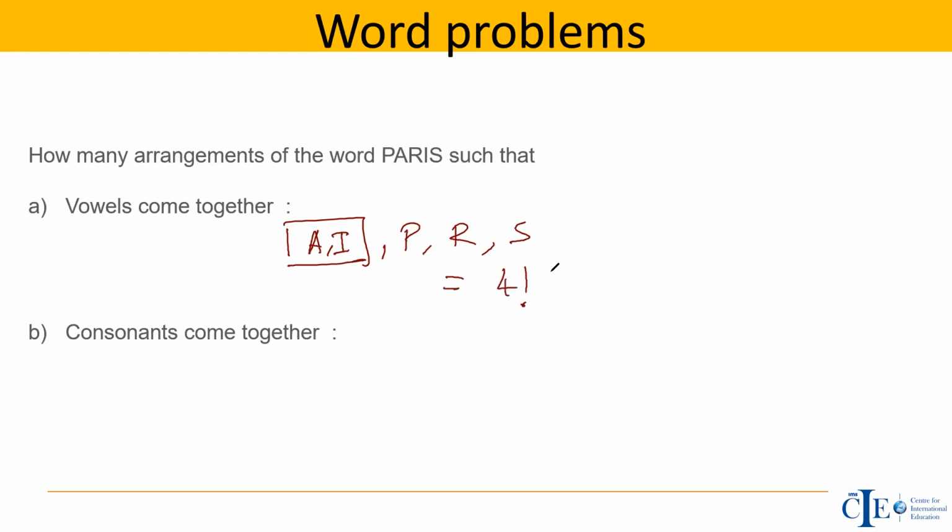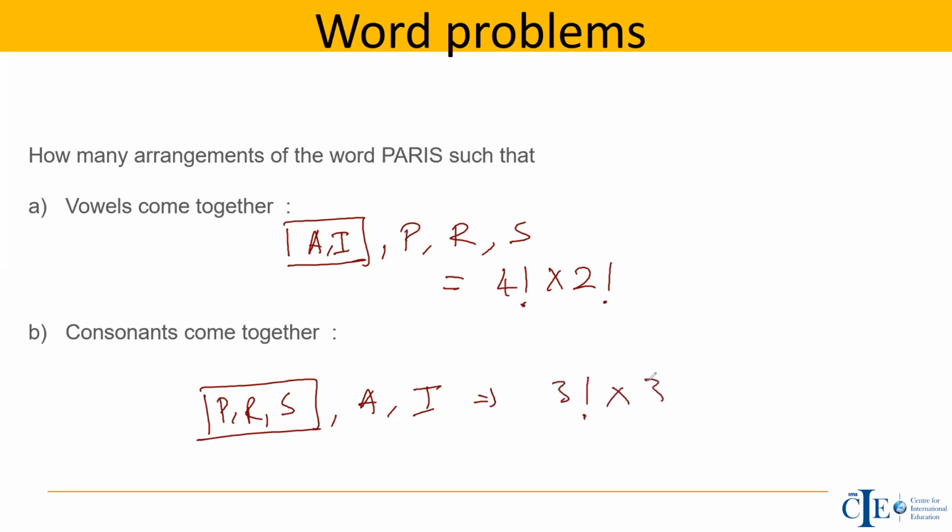But AI can also be rearranged inside as IA. So 4 factorial into 2 factorial. So 24 into 2, 48, which is correct. And if you want the consonants to be together, then it is P, R, S, and with A and I. So that would be 3 factorial into 3 factorial. Right, perfect, which is 36.